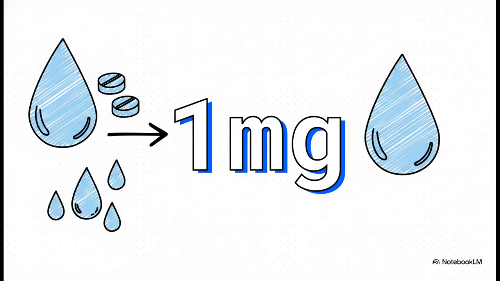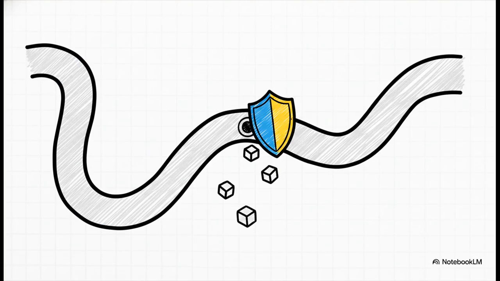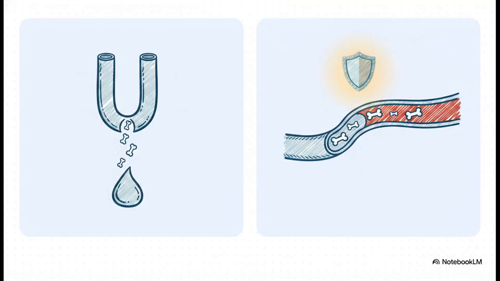It's wildly powerful stuff. Let's hit Section 4, thiazides and calcium conservation. So as that remaining fluid enters the next section of tubing, the early distal convoluted tubule, we use thiazides. A great example is hydrochlorothiazide, and we use it to block the sodium chloride cotransporter. Now, here is where we see an incredible localized shift in the body.